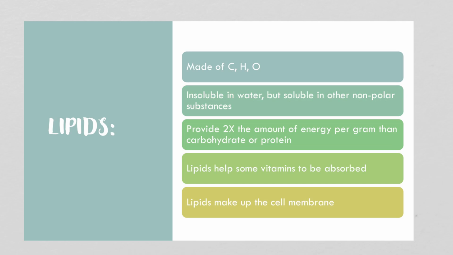So lipids are made of carbon, hydrogen, and oxygen, just like carbohydrates. However, their properties are very different. They're insoluble in water, but they are soluble in other non-polar substances. They also provide 2 times the amount of energy per gram than carbohydrates or proteins. Lipids will help some vitamins to be absorbed, the fat-soluble vitamins.